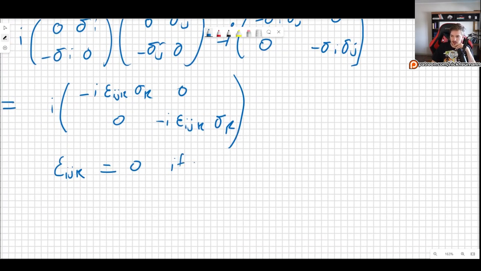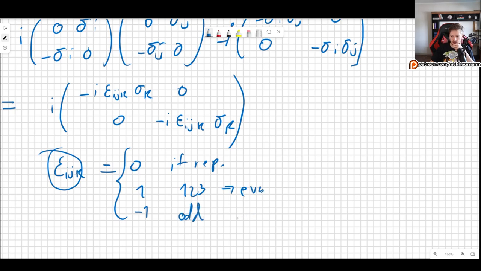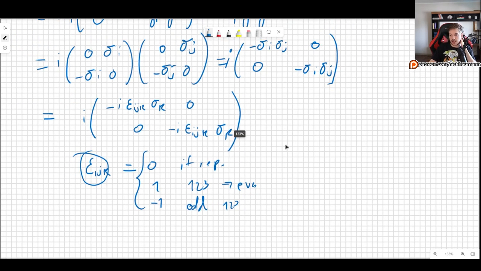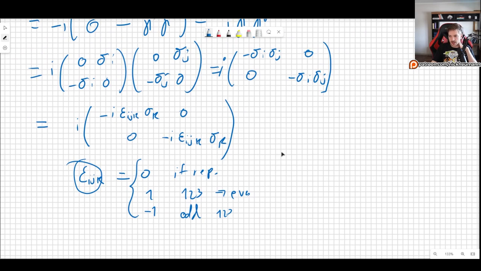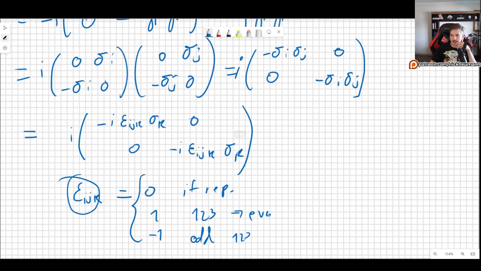Right? If repeated, it will be 1. If we have even permutations of 1, 2, 3, we talked about the Levi-Civita symbol in the first lecture, I think. So if you're unsure, you should go back there. I'm just doing a quick recap. And it will be -1 if it is an odd permutation of what we initially have, 1, 2, 3. Okay, so that means one permutation, odd, you have a -1, even, you get a positive. Okay, so that's what we have.